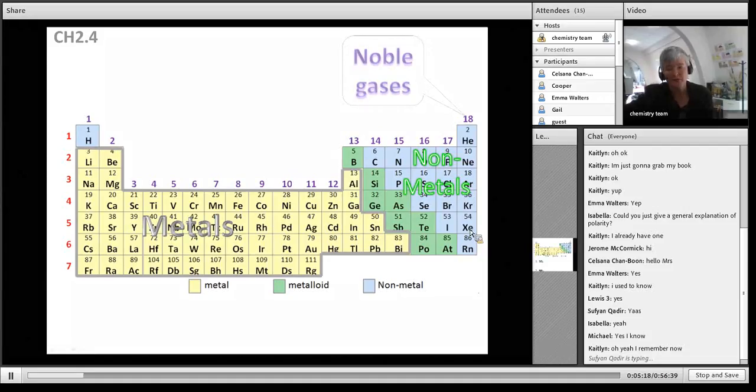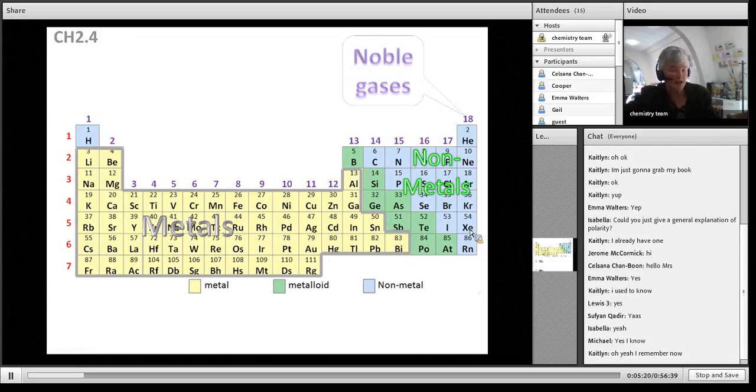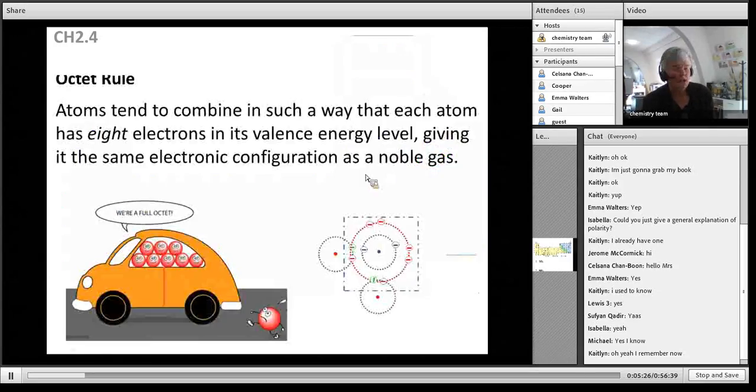That's a full energy level for group 18. All the others are not full. So that's sort of a quick explanation. I've talked about the full energy level, so this is where we come up with the octet rule.